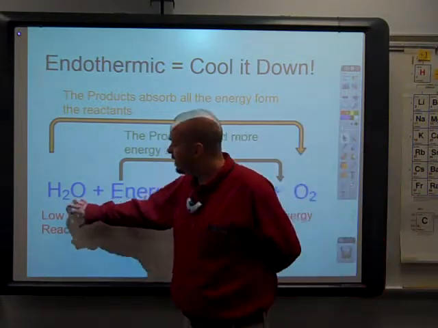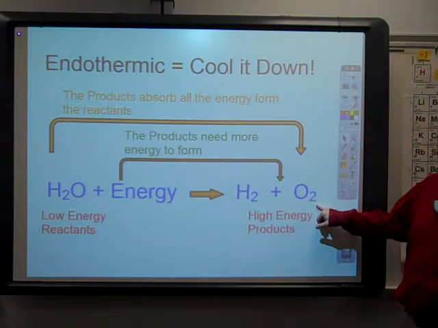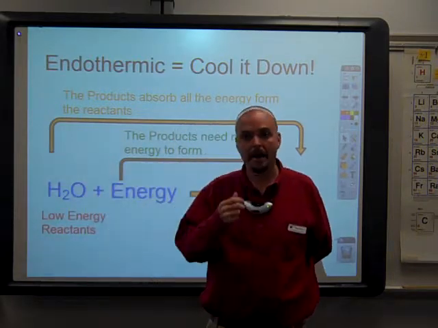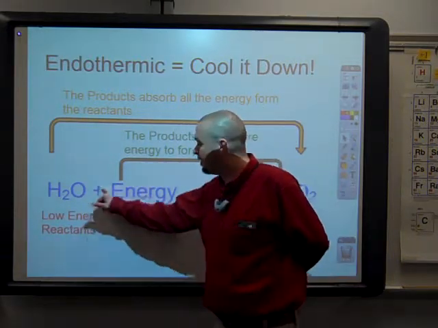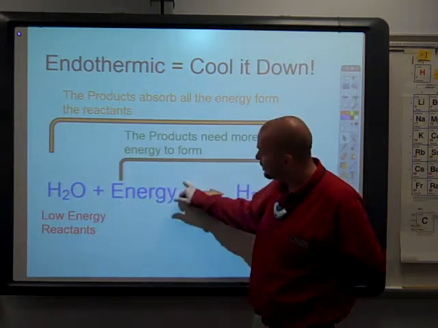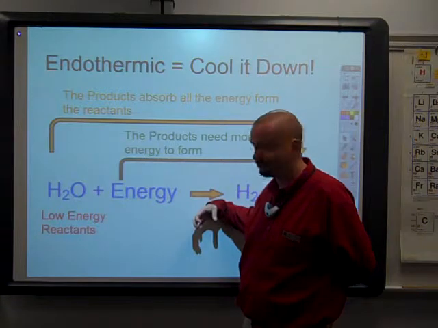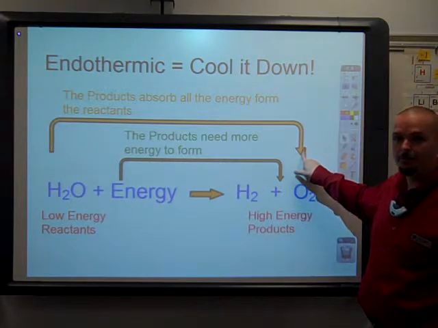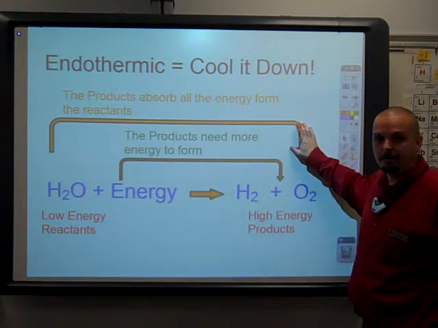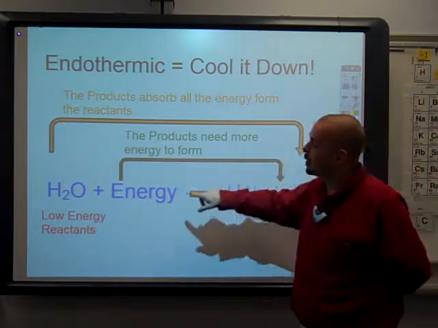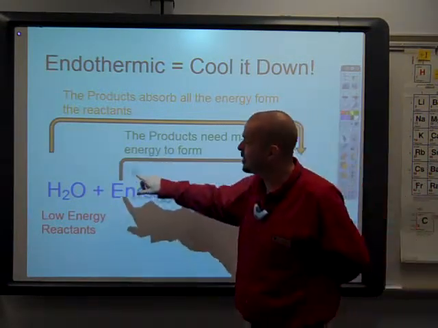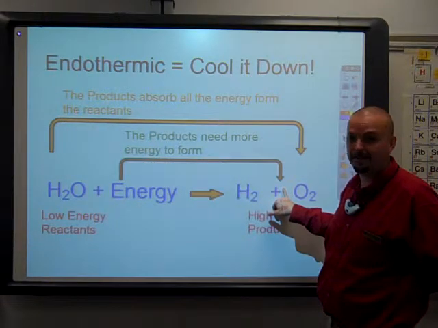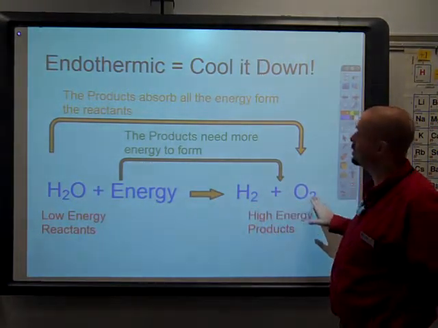If we want to break the bonds in water and produce hydrogen and oxygen gas, we're not going to have enough energy in these water molecules to do that. We're going to need energy from our environment. We're going to have some extra energy added to it this time. When we break the bonds in the water, our products will absorb every bit of that energy, but it won't be enough. There'll be a shortage, so we're going to have to give it some energy. We're going to have this energy enter our reaction to give us the rest of the energy we need to form our high energy products, our hydrogen and our oxygen.